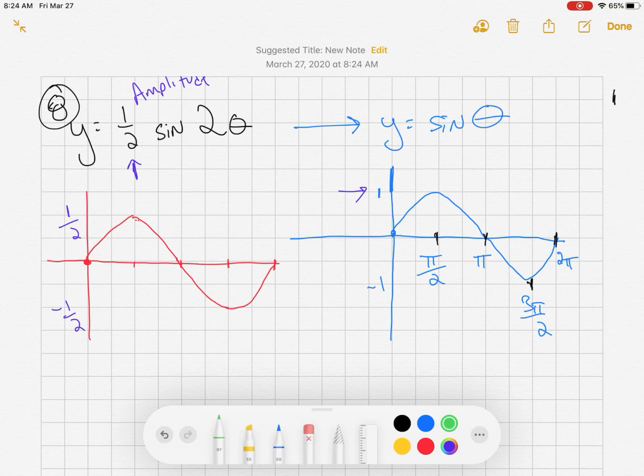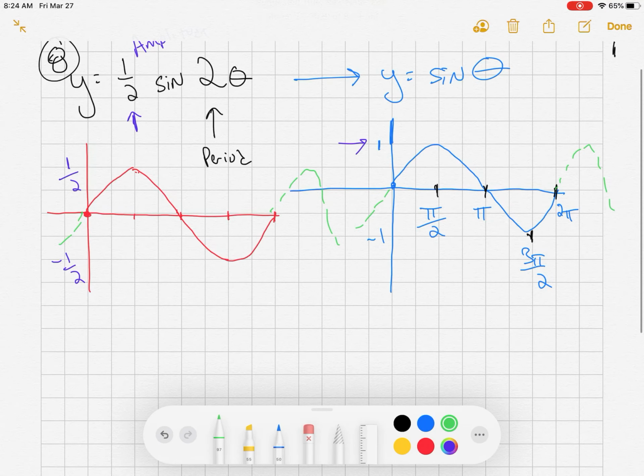Now, if you remember, this 2 changes the period, and the period just means, how long till this thing repeats itself? Because both of these go on forever and ever both ways. This goes up and down and up and down and up and down. But that period tells you how long until it repeats itself. So it's going to stretch this horizontally. It's going to stretch or shrink it like an accordion. It's either going to push it together or stretch it out.